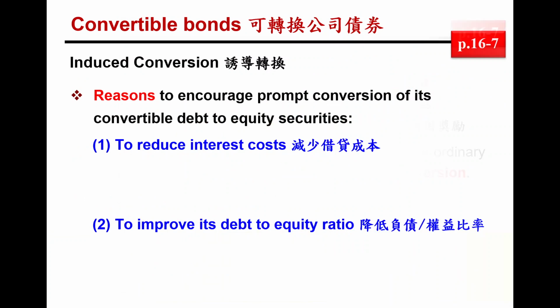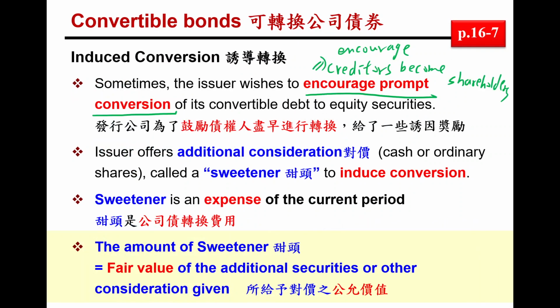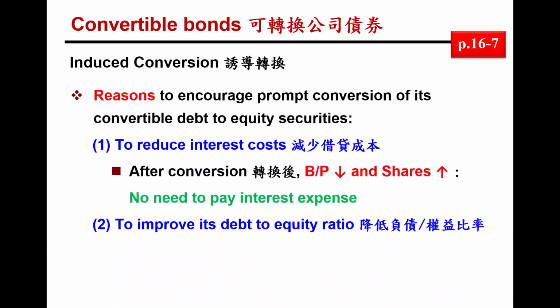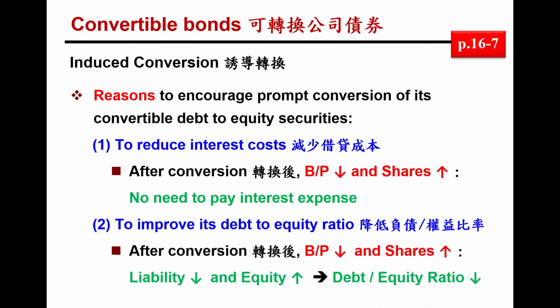Then why does your company want to do that? Why does your company want to make creditors become shareholders? Of course, because you don't want creditors, right? So why don't you want creditors? Because you don't want to pay interest. So the first reason your company wants to do that is you don't want to pay interest. That's why you ask creditors to become shareholders, then you don't need to pay the interest. Also, your liability will be decreased, right? Maybe you want to reduce your debt to equity ratio. You don't want to have too much liabilities on your company's financial structure.